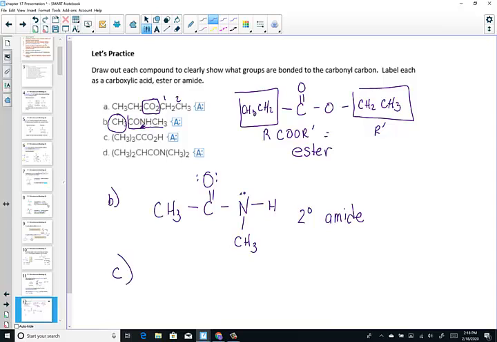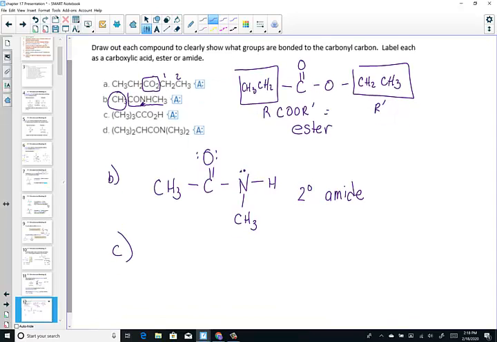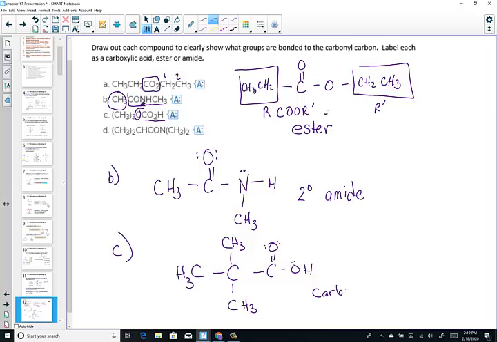How about letter C? Well, I'm looking at this end, COOH, so I can automatically recognize I'm going to have a carboxylic acid functional group. The carbon that's attached to the COO is attached to 3 other carbons. So there's my structural formula. And just thinking about electron sets, this of course would be a carboxylic acid.